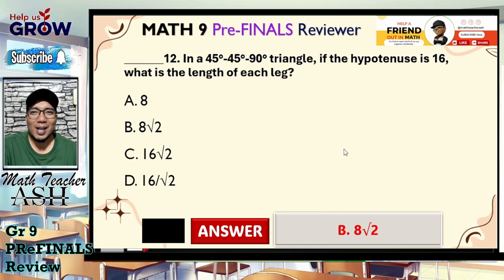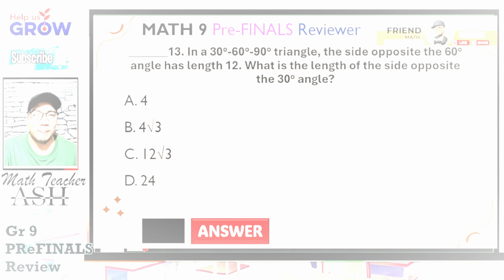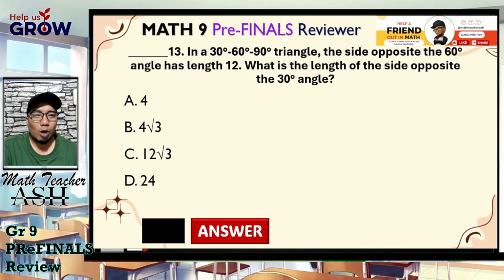Easy, right? So now let us go to question number 13. In a 30-60-90 triangle, the side opposite the 60-degree angle has length 12. What is the length of the side opposite the 30-degree angle? Is it A, 4, B, 4 square root of 3, C, 12 square root of 3, or D, 24? I'll give you 5 seconds to think about your answer.